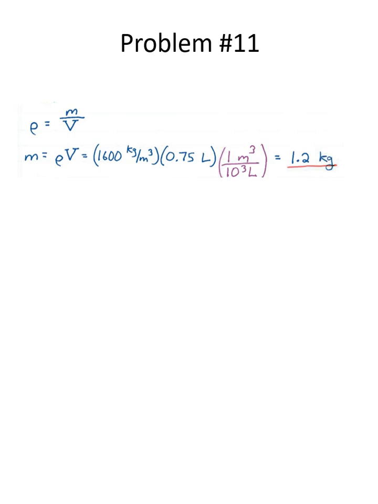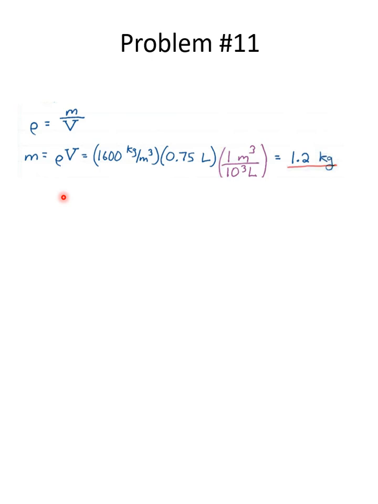So it's giving density and it's giving volume, and we need to find mass. So it's appropriate to think about this relationship. The density is mass divided by volume. We need to solve for mass, so mass is density times volume.